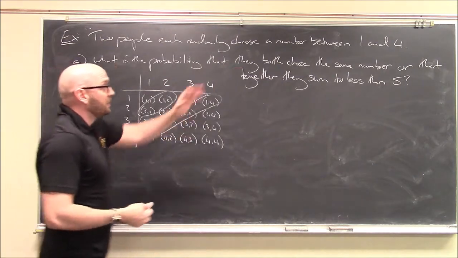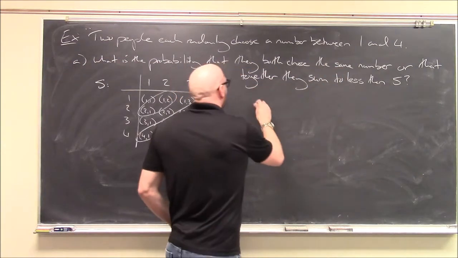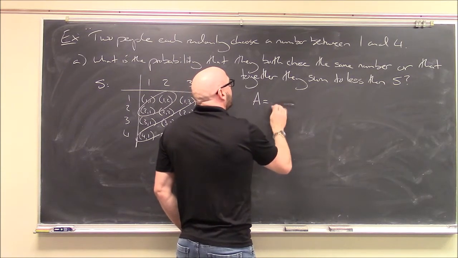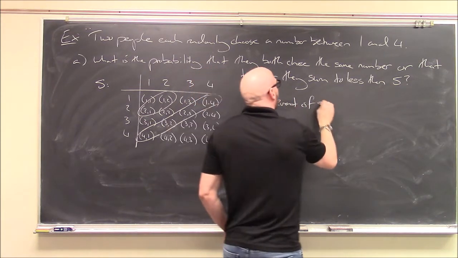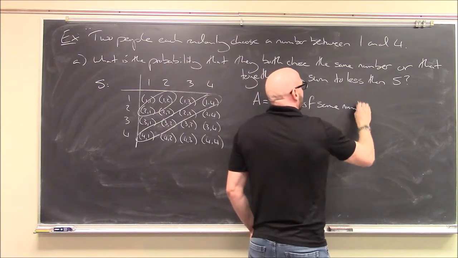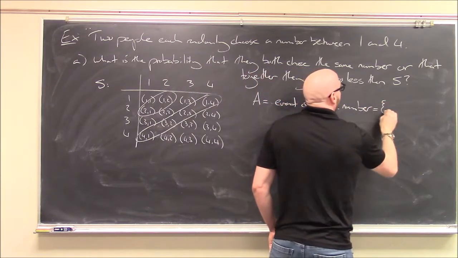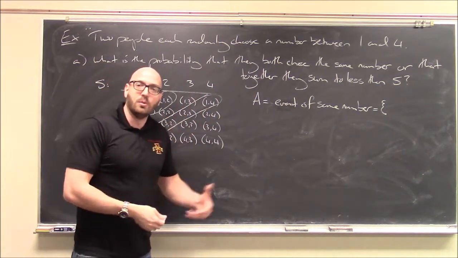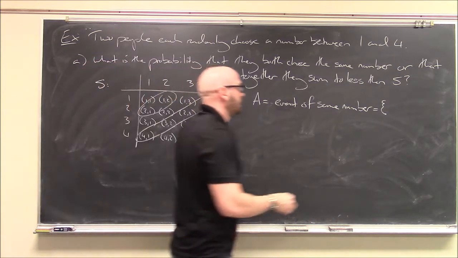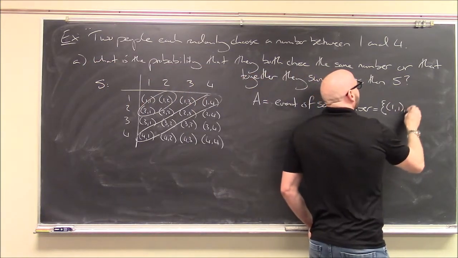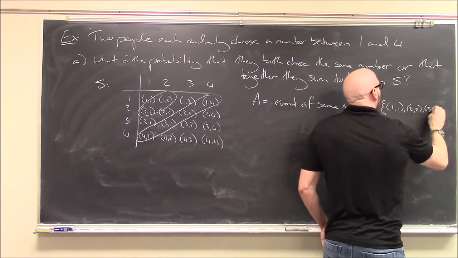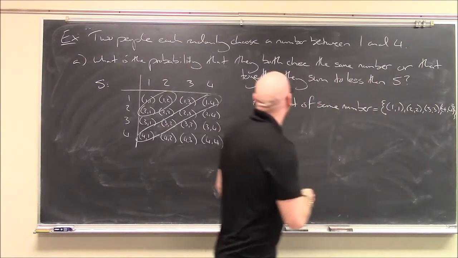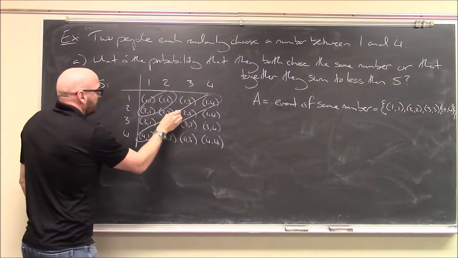Okay, so we need some events here. We've got 2 events. We want to take the union of these 2 events. So again, I'll let A be, we'll call it, the event of same number. And I suppose we don't really have to look at the graphic here. This is sort of obvious. Either we're looking at 1,1, or 2,2, or 3,3, or 4,4. That is, of course, this diagonal.